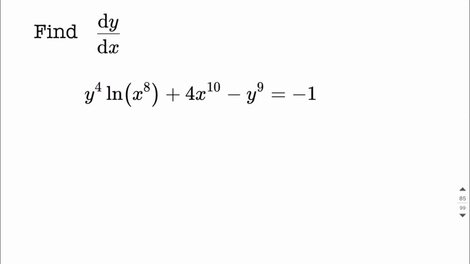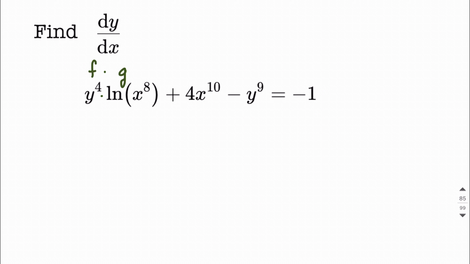So it's going to make this a little bit more challenging than if these were all separate terms that weren't connected with functions inside of functions and multiplications. So let's attack from the beginning here, get our approach down. Because those are multiplied together, we're going to have to use the product rule. And I'm going to think of our first function as being y to the fourth, and our second one as being this natural log of x to the eighth power.